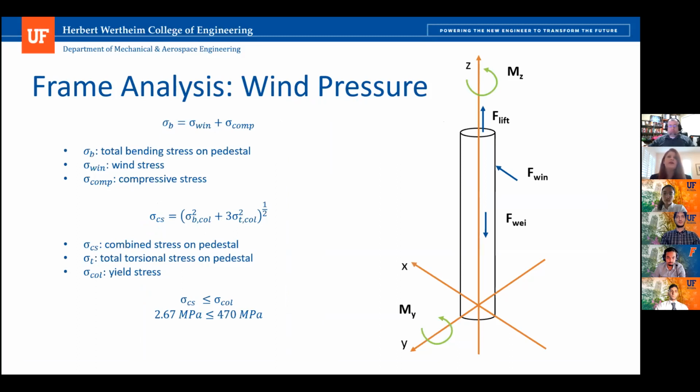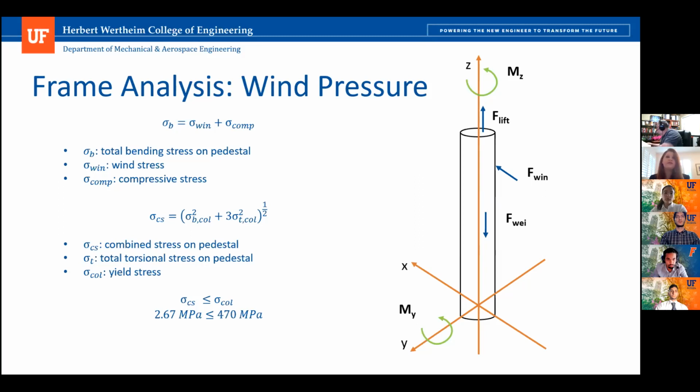The total bending stress generated on the pipe is composed of wind and mirror weight compressive stresses. The diagram summarizes the forces and moments acting on the pedestal. When the wind blows asymmetrically onto the pipe, a moment in the azimuth direction occurs. Thus, there's also a torsional stress induced on the pipe. The combined stress in different directions is given by the second equation.